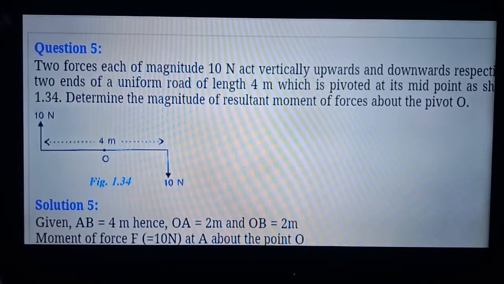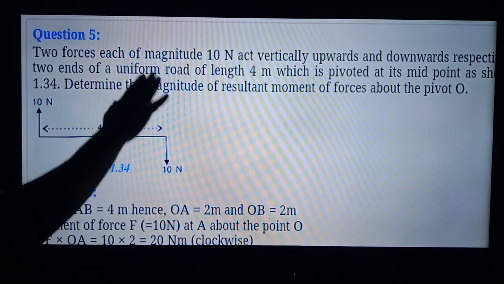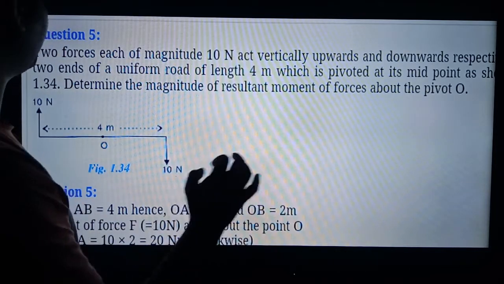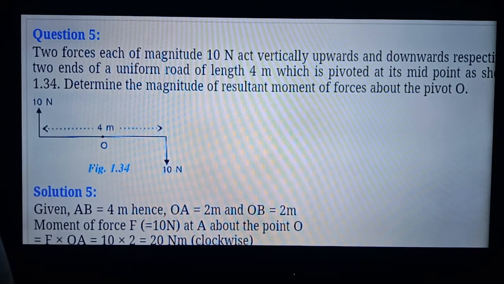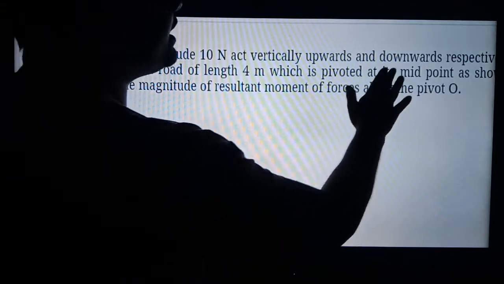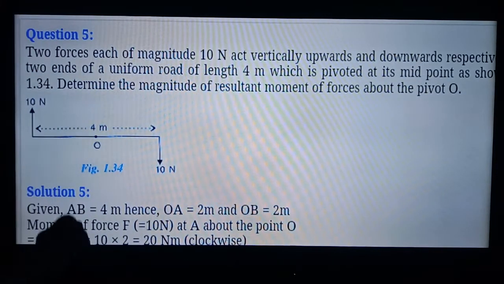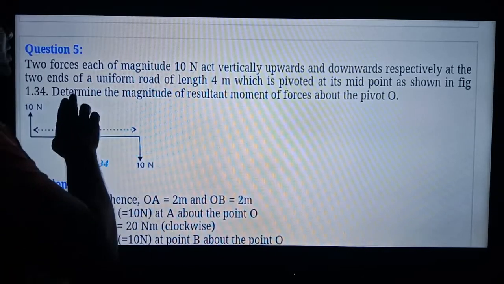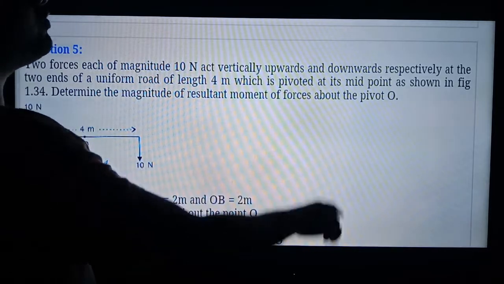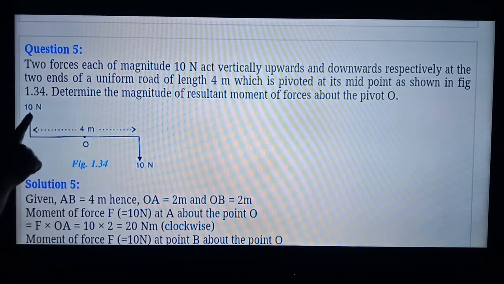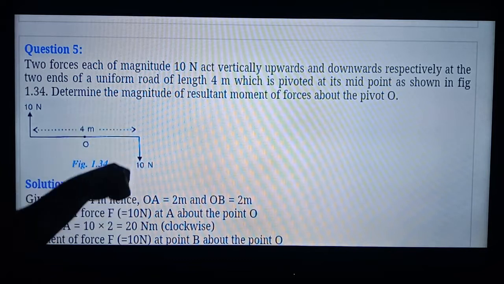Let's see the question number 5. Two forces each of magnitude 10 Newton act vertically upward and downwards respectively at the two ends of the uniform rod of length 4 meter, which is pivoted at its midpoint as shown in figure 1.3. Determine the magnitude of the resultant moment of force about the pivot O. This is the point of pivot. Both forces are equal but acting in opposite directions. This will create clockwise moment, this will also create clockwise moment.